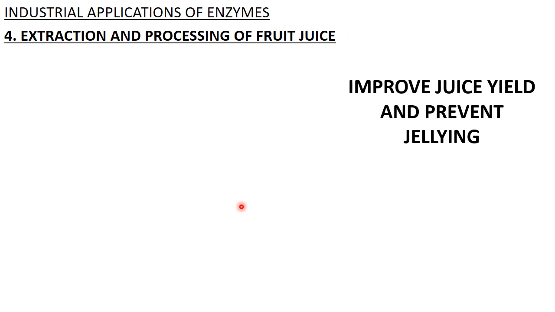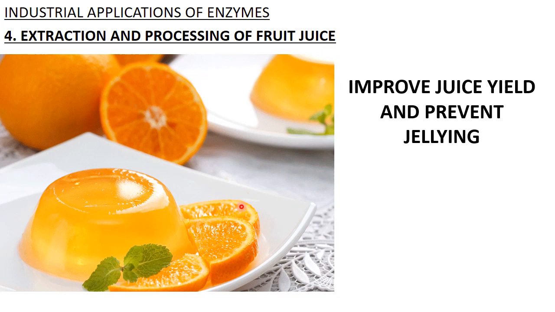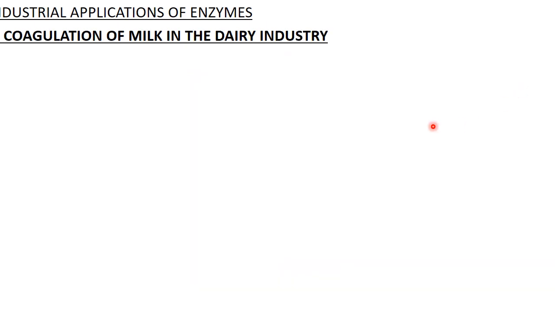The other application of enzymes is to improve juice yield and prevent gelling. When you want to extract juice from, let's say, an orange, to have a high yield or to extract most of the juice trapped in this orange, we use enzymes. Again, when we are extracting the same juice, the juice can form a jelly like this. To prevent the formation of a jelly, we use enzymes such as cellulase to prevent gelling. So this is another application of enzymes to improve juice yield and prevent gelling.